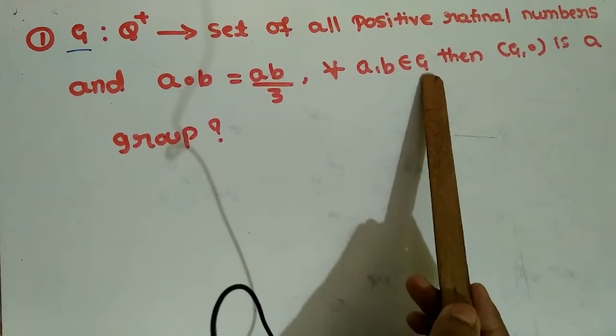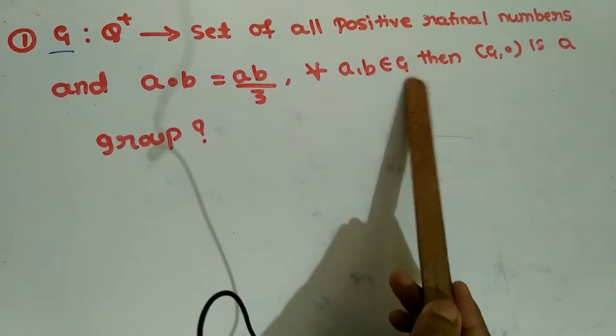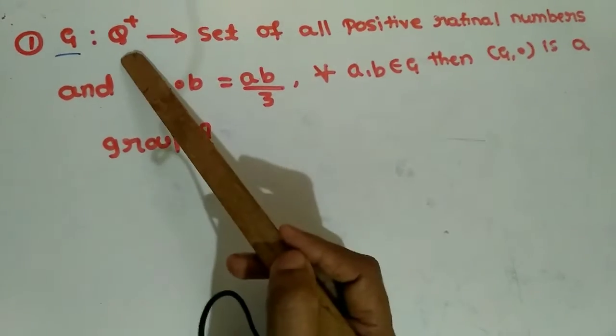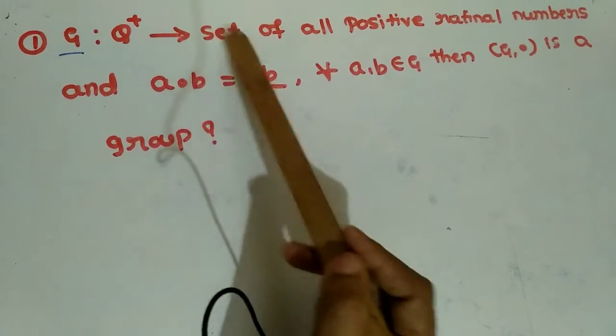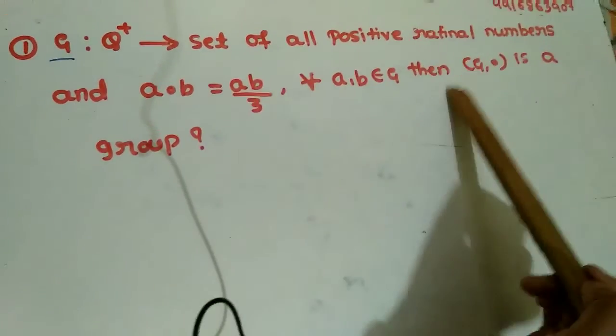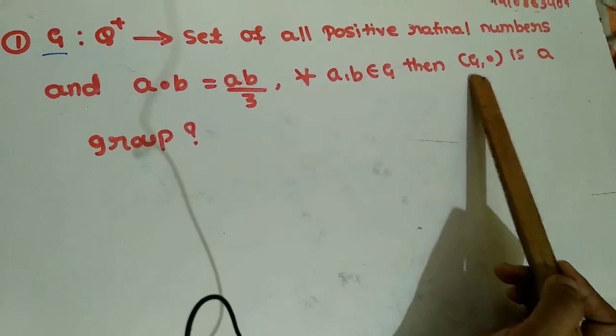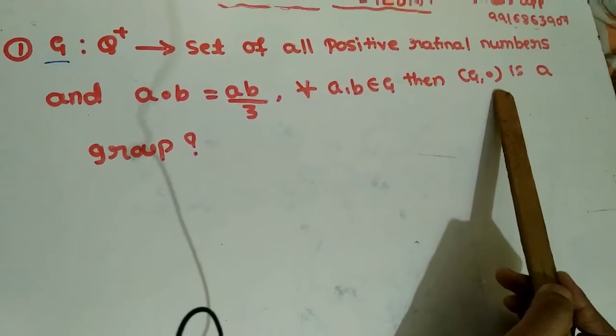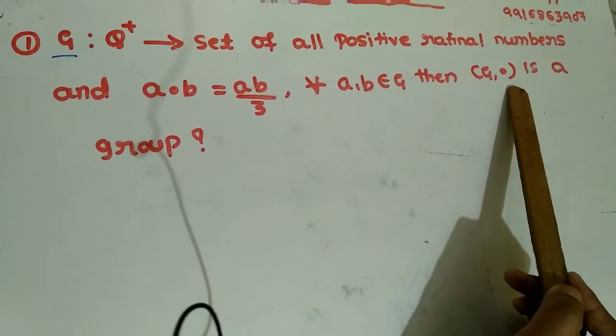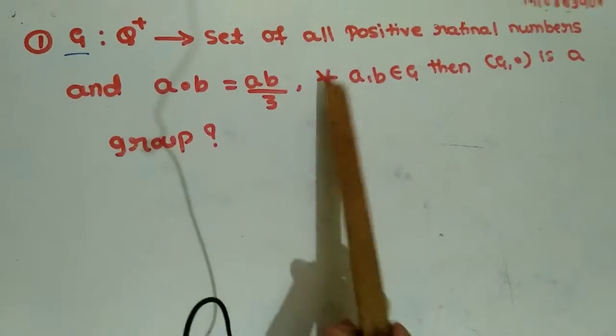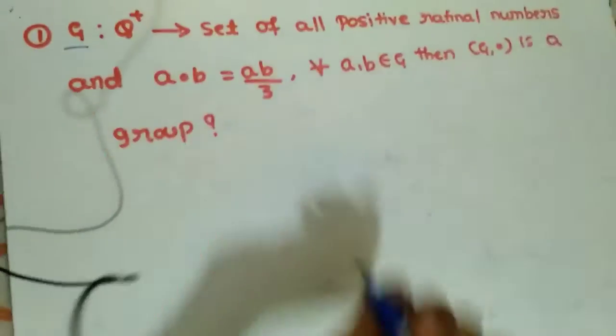What is your given G here? G is a non-empty set, and that is Q plus. Then we have to check whether this non-empty set, using this multiplication operation, is a group or not. Okay, so let us check, guys.